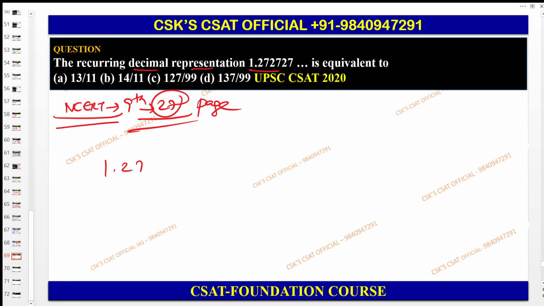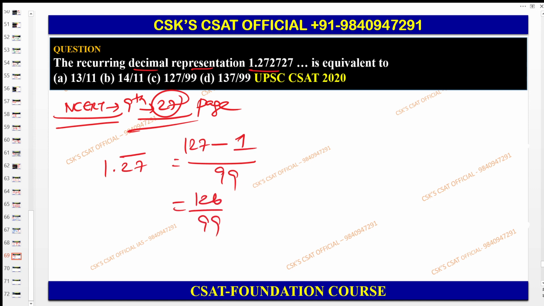So what is the procedure? First of all, you have to write like this. After the decimal, 2 numbers are recurring, which means you have to write 99 in the denominator. In the numerator, what you need to do? You need to write total digits minus non-recurring. So that is nothing but 1. So now 126 by 99.